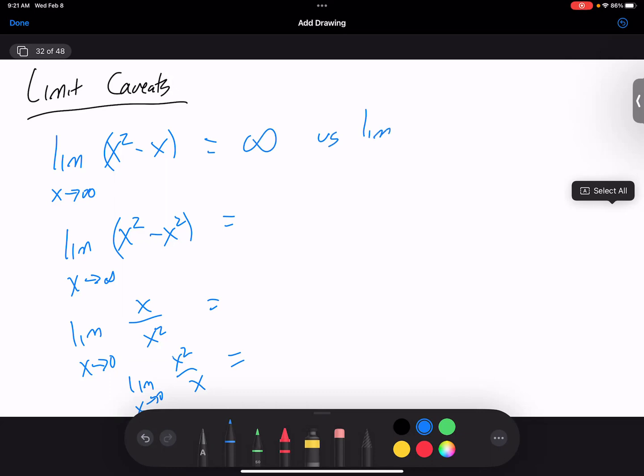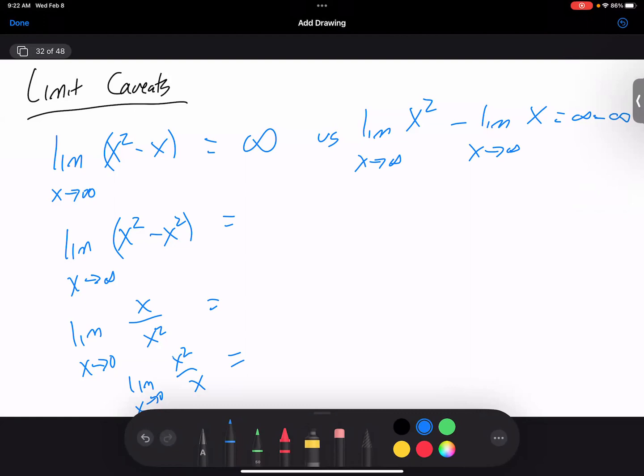Compare that to the limit as x goes to infinity of x squared minus the limit as x goes to infinity of x, which would be infinity minus infinity. We're not allowed to do infinity minus infinity. Which infinity is larger? Infinity minus infinity is one of those expressions we just can't deal with. Okay, so we'll have the no list. Infinity minus infinity is bad.